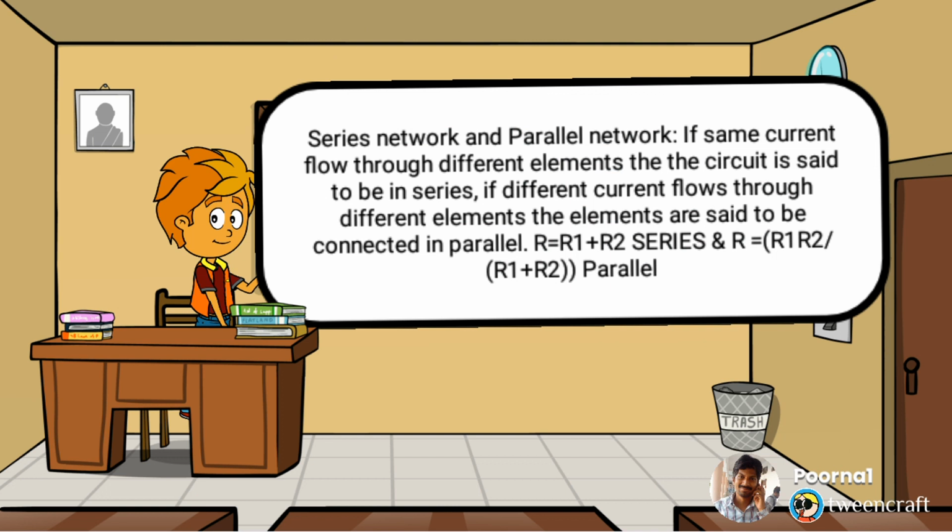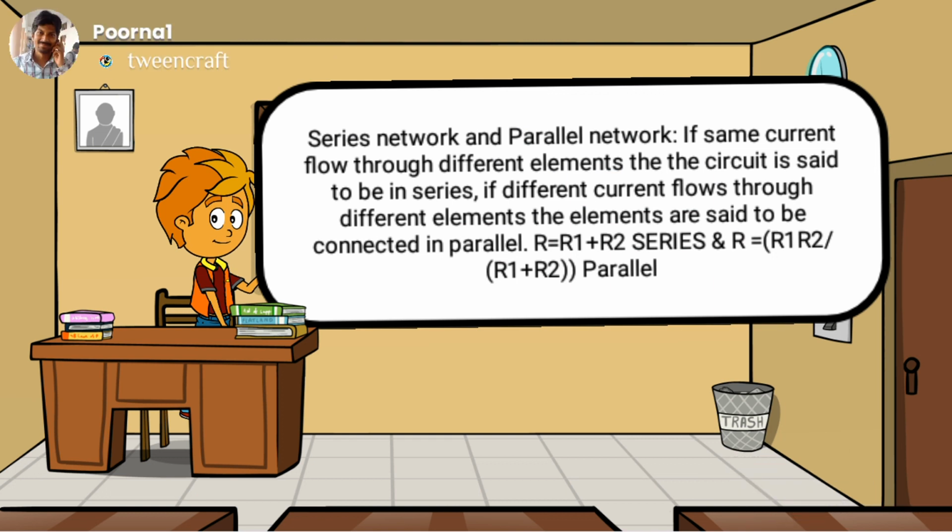Series and parallel network. In a series network, if the same current flows through different elements, then the network is said to be connected in series. If different current flows through different elements, then the network is said to be connected in parallel. For a simple example, R is equal to R1 plus R2. So in case of a series network, we have to add the elements. In case of a parallel network, the resultant resistance is R1 R2 by R1 plus R2 if two elements are connected.